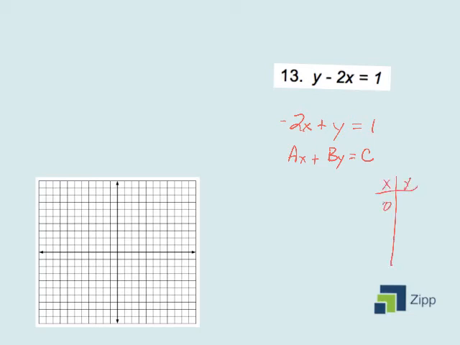I'll do 0 for x and 0 for y. So when I put a 0 in for x, it'll be 2 times 0, and this whole thing will go away. And y is 1.